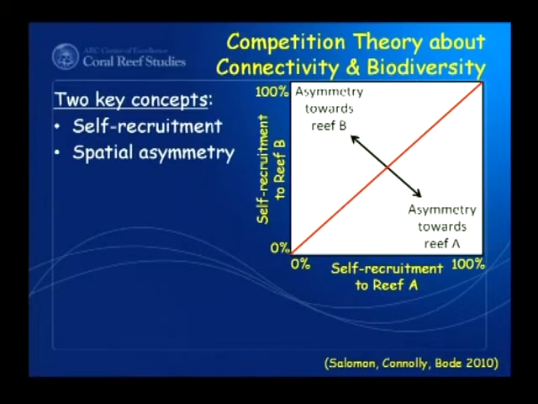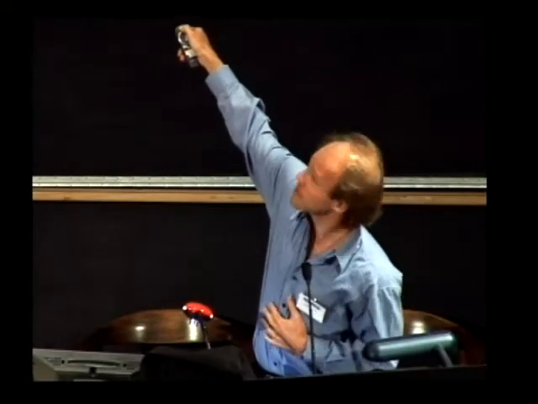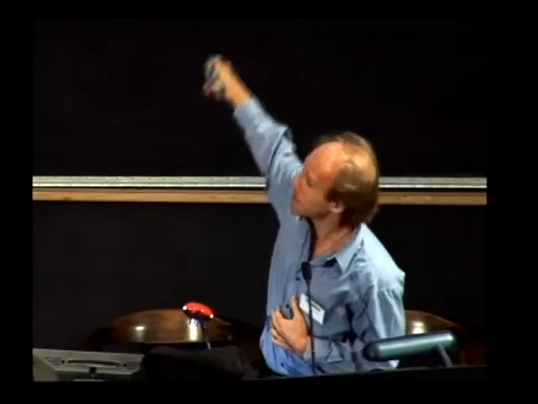Now, as we move up and to the left on this graph, perpendicular to that red line, dispersal becomes increasingly spatially asymmetric towards Reef B. So most of the ultimately successful offspring from Reef A end up on Reef B. Most of the offspring that are ultimately successful produced on Reef B also end up on Reef B. Diagonally down and to the right, we get increasing asymmetry towards Reef A.